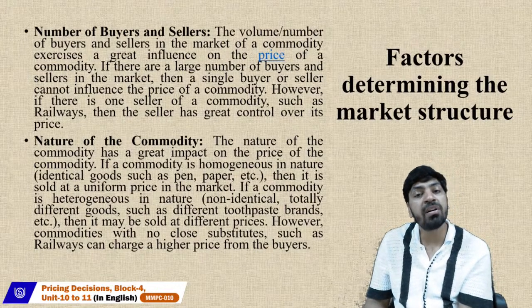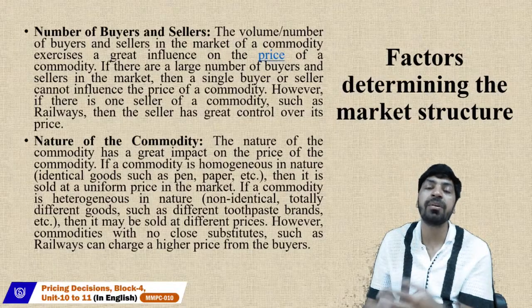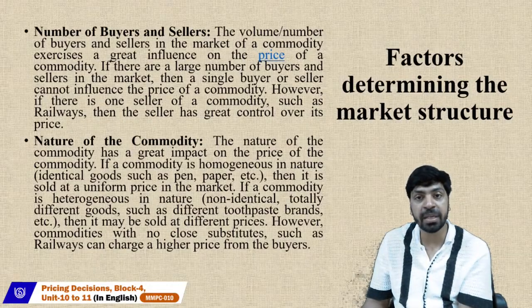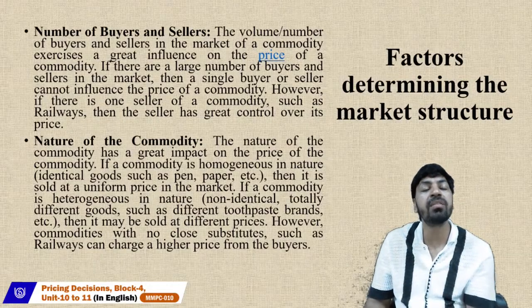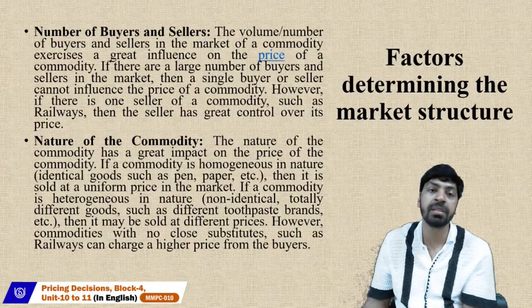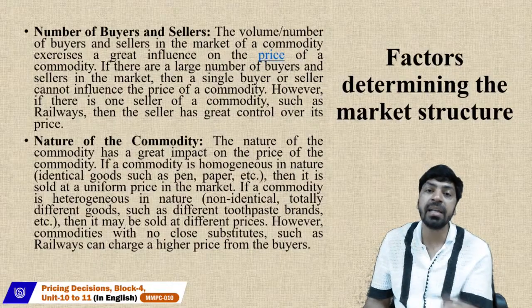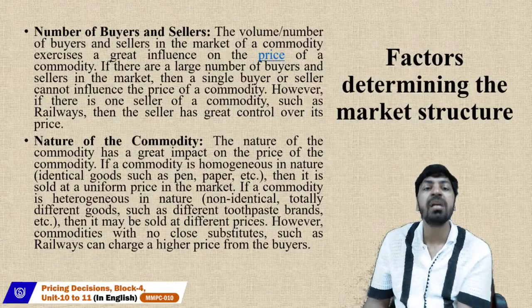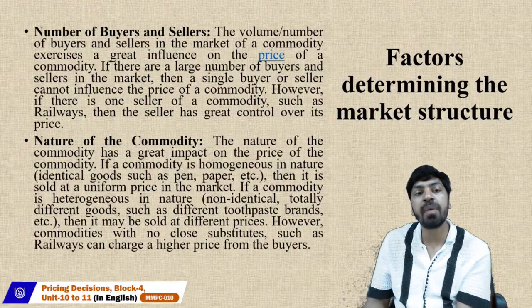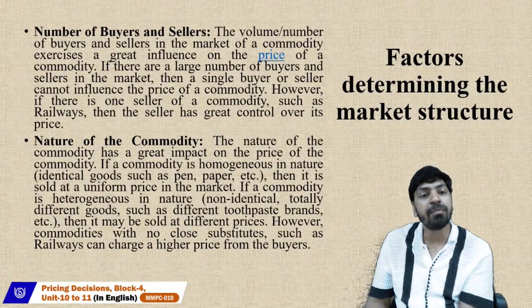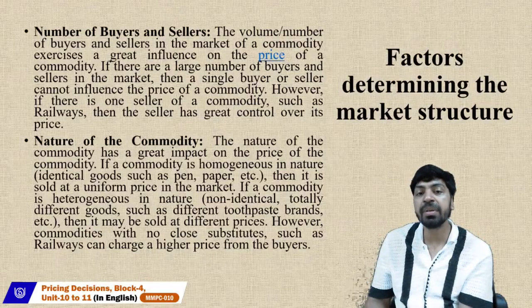If there is one seller of a commodity, for example railways, then of course the seller has full control over the price. If there is a large number of buyers and sellers, then there is huge competition, and a single seller in the market cannot influence the price. But if only one seller is available in the market, for example railways or any other government company, the seller has full control over the price.